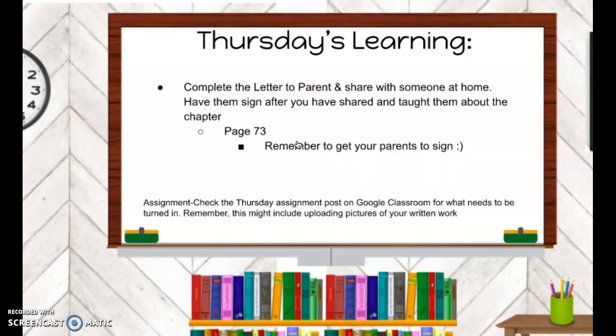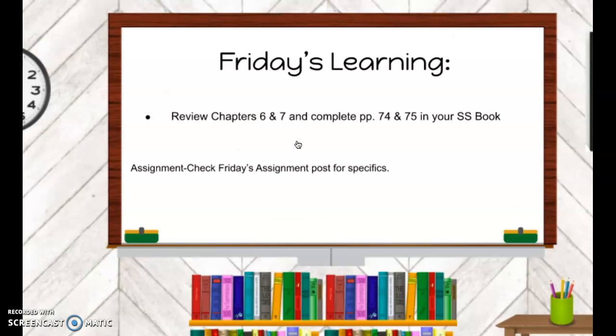All right, for Thursday, you're completing page 73, that parent letter that we've been doing, where you're just showing me that you're sharing that knowledge you're learning with your mom, dad, or an adult at home, and they're going to sign it, and you're going to upload that picture to Google Classroom. And the last thing you're doing is showing me that you understand the difference between learning styles and intelligences by reviewing chapters 6 and 7 and completing 74 and 75 in your study skills book. Where applicable, make sure that you're writing complete sentences and that you're really taking your time on your work.